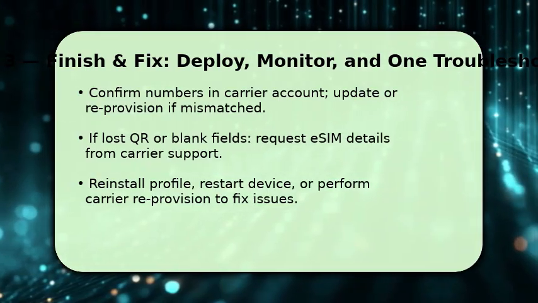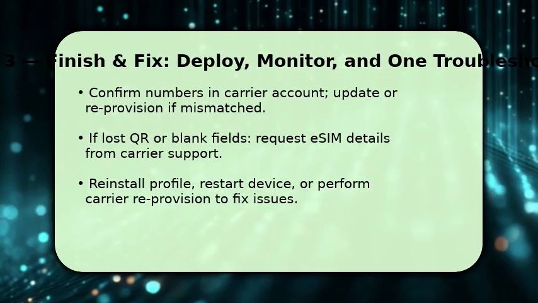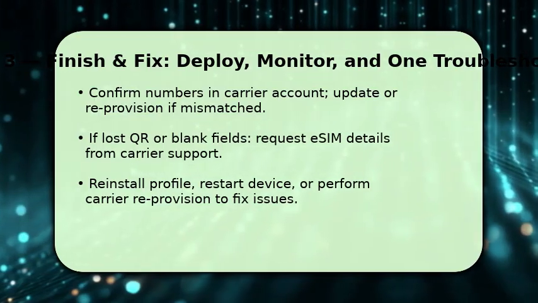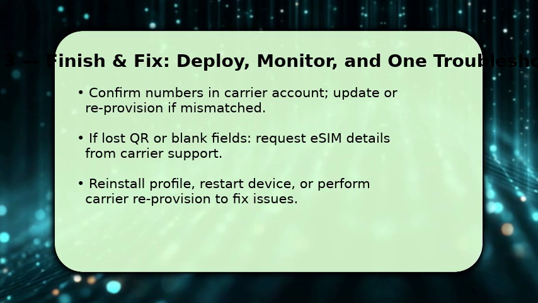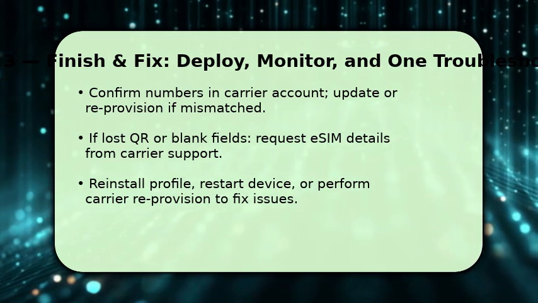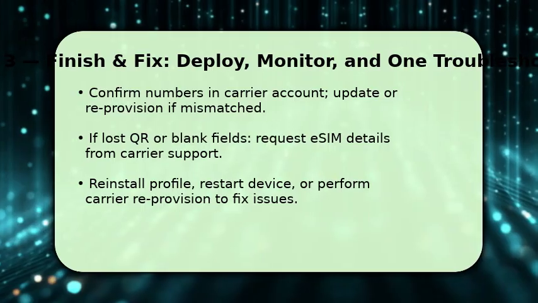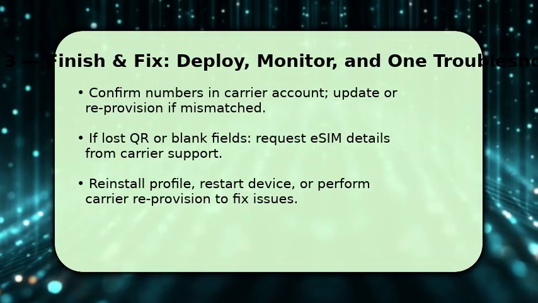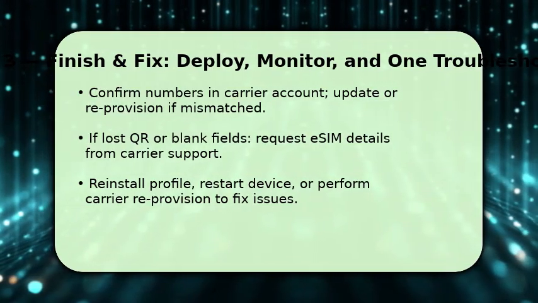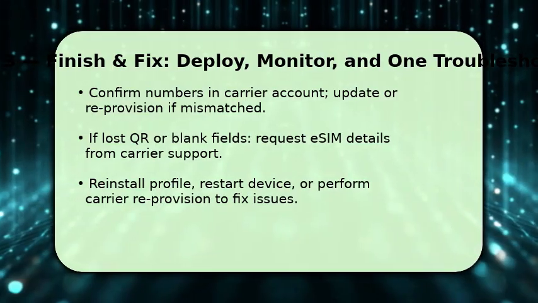This prevents activation errors. Once you have confirmed details, remove and reinstall the eSIM profile and restart the device to force reprovisioning. If problems persist, make sure to mention the ICCID and EID to support. That single detail often resolves provisioning failures quickly.